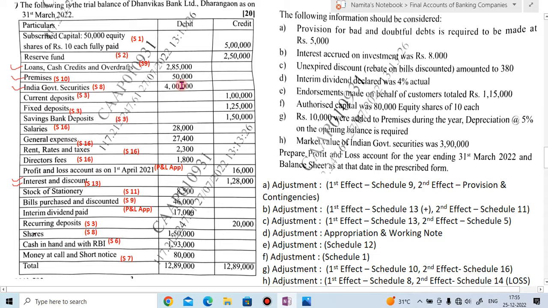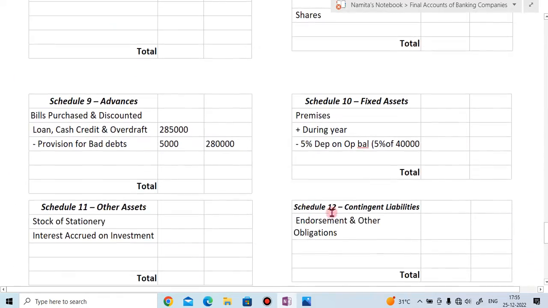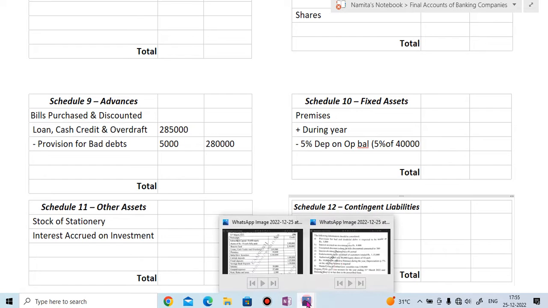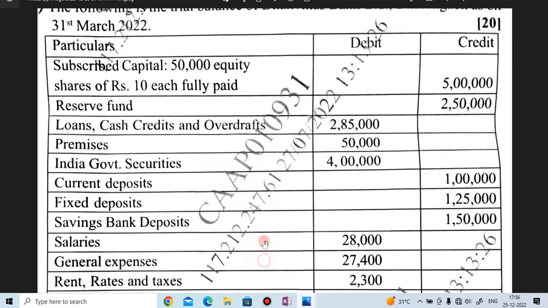Premises. How much is the premises? 50,000. Now on premises there is an adjustment. 10,000 were added to the premises during the year and depreciation at 5% on the opening balance. Premises is a fixed asset. Now what is the adjustment? See, 10,000 were added to the premises during the year. So actual premises is how much?